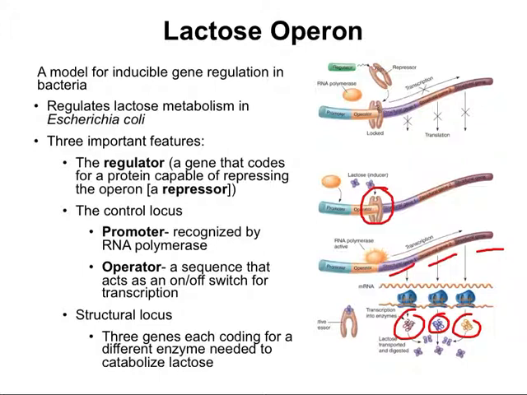When lactose is present, it removes the repressor, allowing transcription of the 3 structural genes. When there's no longer lactose present, the repressor protein is released, it can clip back onto the operator region, and there'll be no transcription of those 3 gene products.